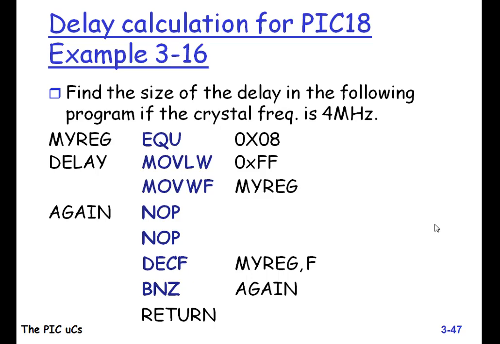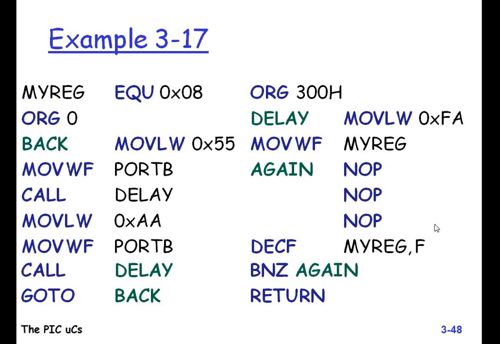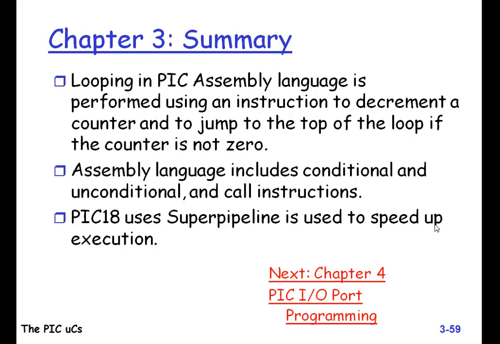In this example, find the size of the delay in the following program for a crystal of 4 MHz. There is a simple assembly code, and its result will be shown. You will also perform these examples on your compiler and check what the results will be. So there is a summary of the chapter: looping, loop inside loop, conditional statements, pipelining, and the speed of the PIC18.